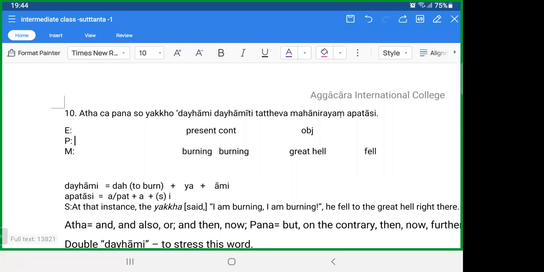No. If the question asks you why is it the object, then you should say, besides the accusative, it's because it's linked to the verb fell. Okay, now it's linked to the word fell, right? So he fell to the hell. So accusative, singular or plural? Singular.